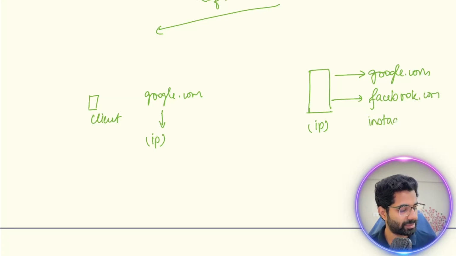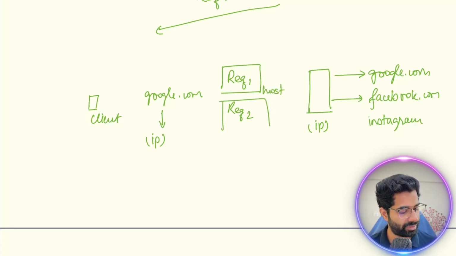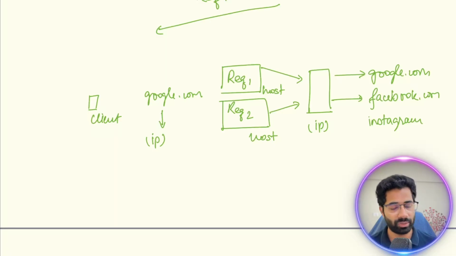Since the host headers were mandatory, on every request leaving the client, request 1, request 2, there are multiple tabs open. Let's say the same browser has multiple tabs open, and on one you are accessing Google, on the other you are accessing Facebook. Every request will have a host name, that is, what host it is trying to access. Every request will contain the host details, and once the request reaches this gateway public IP, it will be routed to its corresponding host.